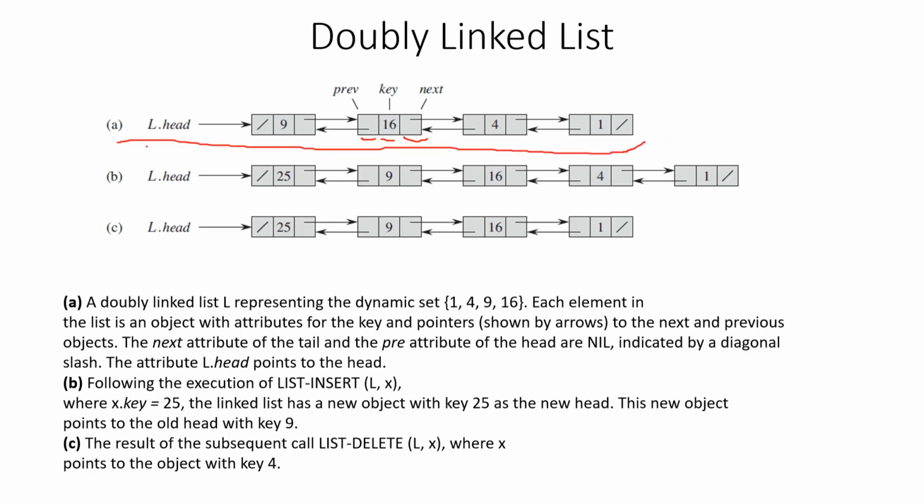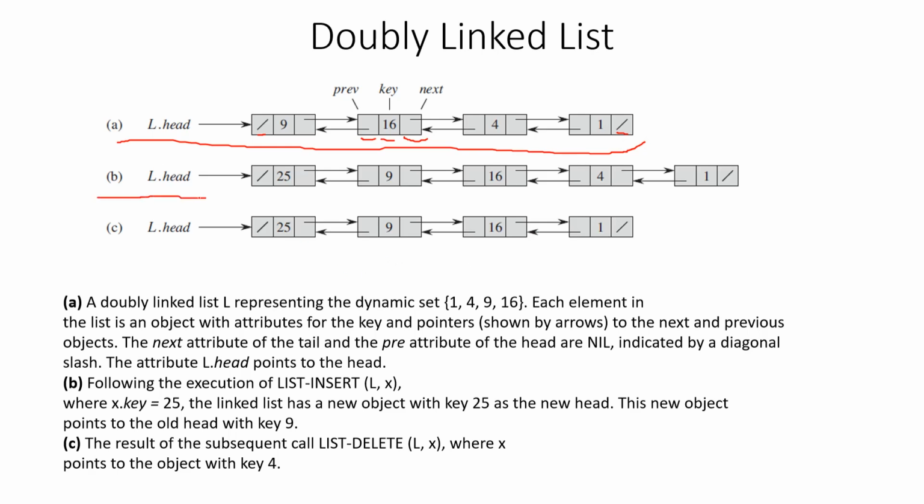In part A, we have a linked list where the head is a 9, and as you can see, the head node doesn't have any information about a previous node, and it shows null. And for the last element of the linked list, the next pointer also shows null because there are no elements after that.